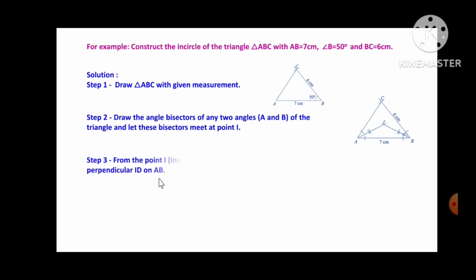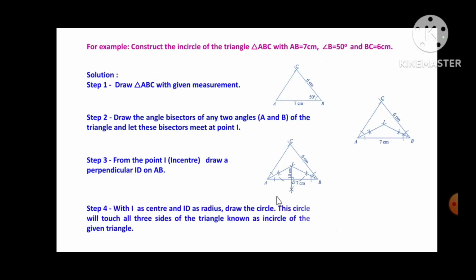two bisectors meet at this point I. The third step is, from this point I, the incenter, draw a perpendicular on side AB. ID is the perpendicular. We know how to draw a perpendicular to a given segment from an external point. Now the last step: with I as the center and ID as the radius, draw the circle. This circle will touch all three sides of the triangle and is known as the incircle of the given triangle. These are easy steps, you practice them at home.